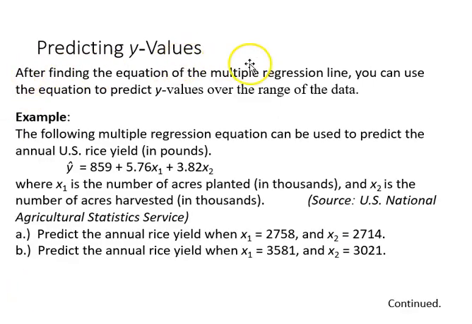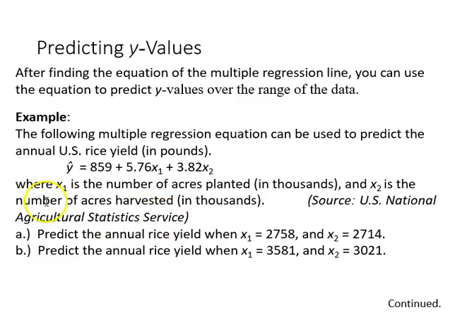So once we have our equation of the multiple regression line, we can use that to predict y values based on x or multiple x's. And in this example, we're going to use a multiple regression equation to predict the U.S. rice yield in pounds. So the predicted yield equation is 859 plus 5.76 times x1 and 3.82 times x2, where x1 is the number of acres planted and x2 is the number of acres harvested.